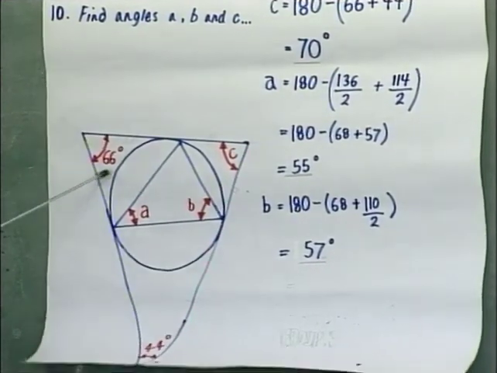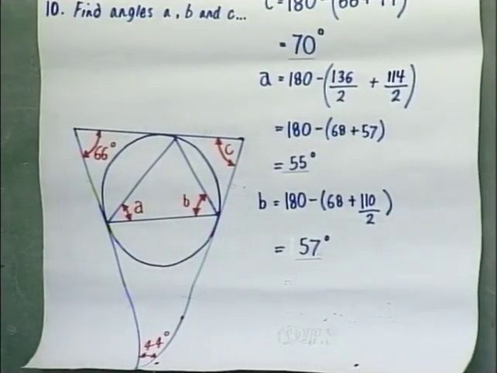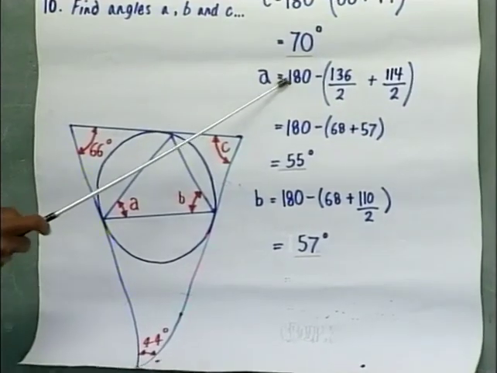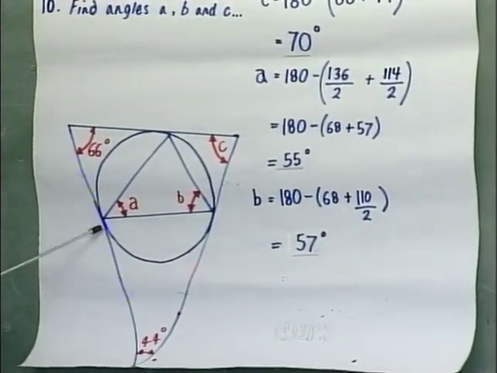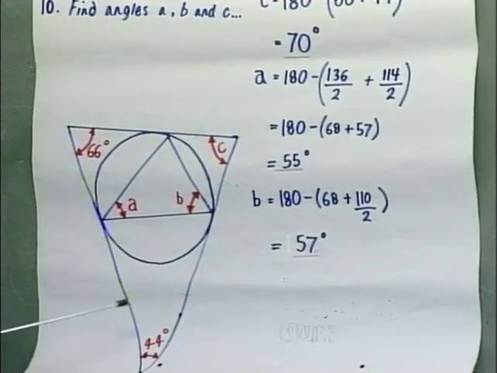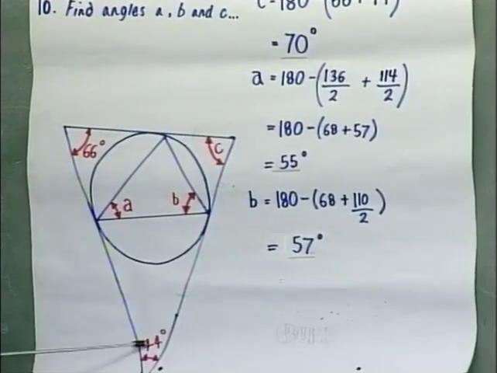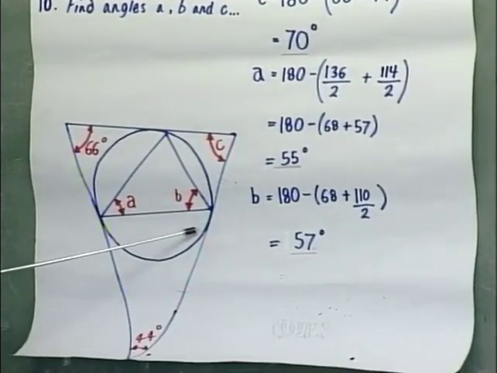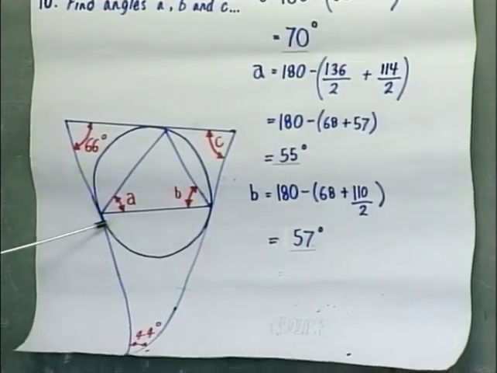Therefore, these three triangles are isosceles triangles. To find angle A, it's 180 degrees minus 136. We get it from this angle: 180 degrees minus 44, you get 136. You have to divide it by 2 to get this angle, which is 68 degrees.